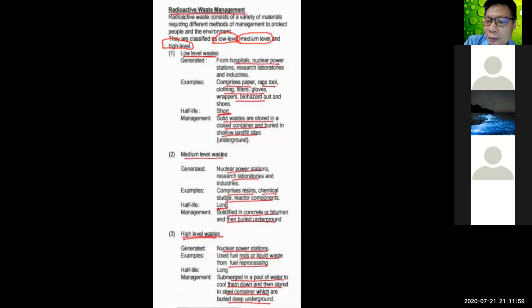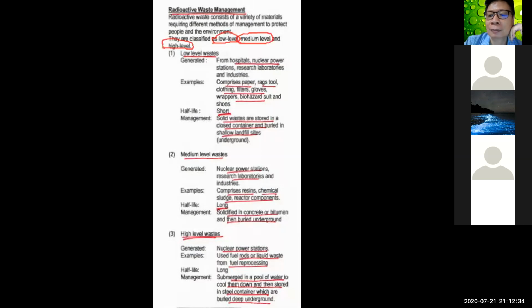The source, these high-level waste products come from where? The high-level waste product actually come from where? Jae Yin, come from where? Yes, come from nuclear power station.